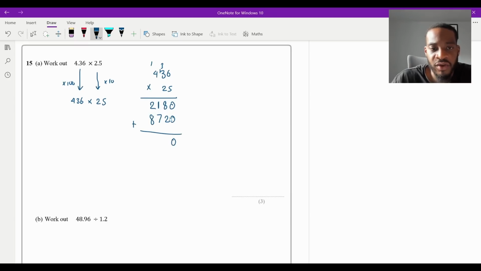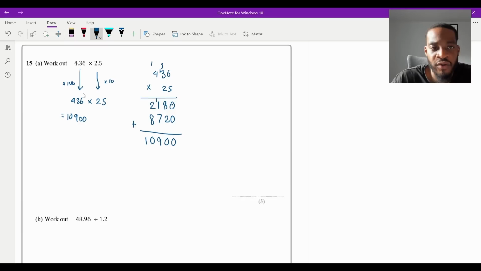0 plus 0 is 0. 8 plus 2 is a 10. So I put a 0 there, carry that 1. 1 plus 1 is 2, add the 7, that's 9. And then 2 plus 8 is 10. So that will be a 0 and then a 1 there. So it's 10,900. So therefore, this here is equal to 10,900.